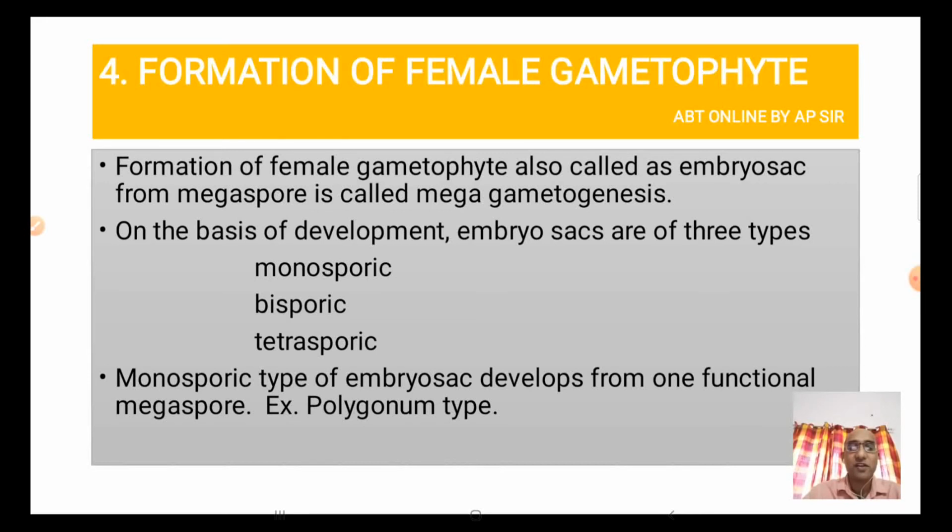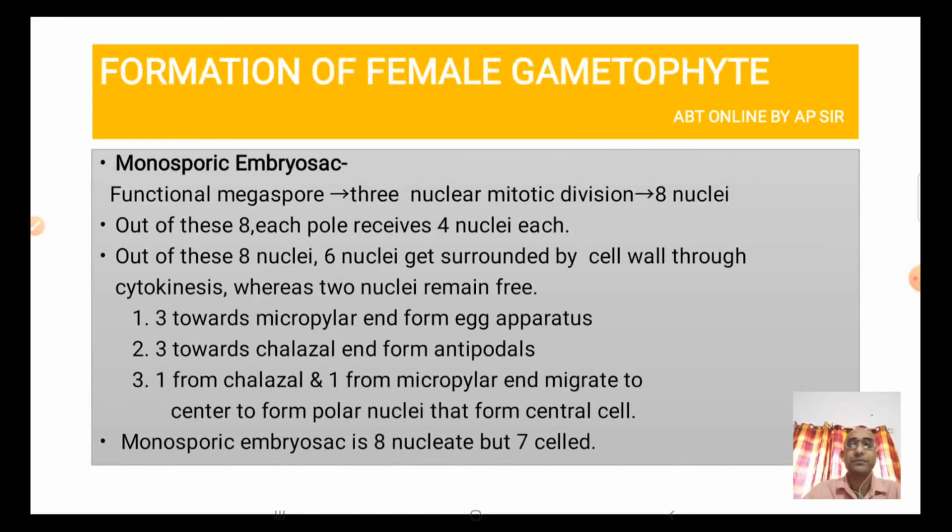What we had studied in the last slide, out of the 4, 3 were getting degenerated and 1 was remaining functional. The functional megaspore towards the chalazal end actually gives rise to the embryo sac in case of monosporic embryo sac. Got it? Now let us study in detail about the monosporic embryo sac.